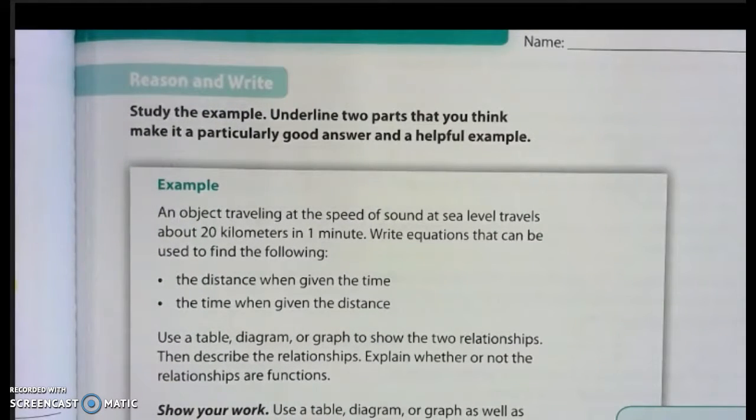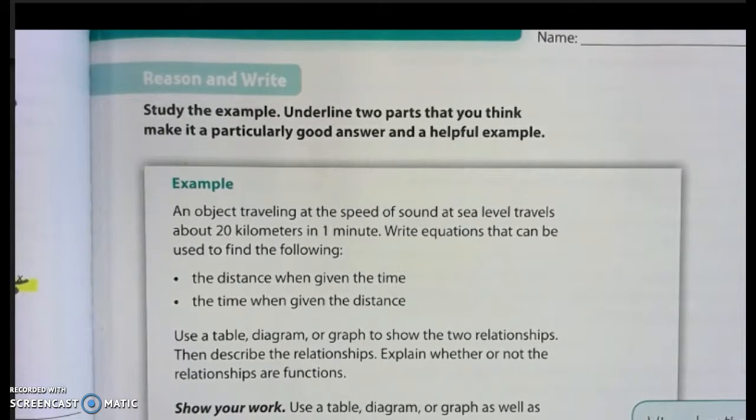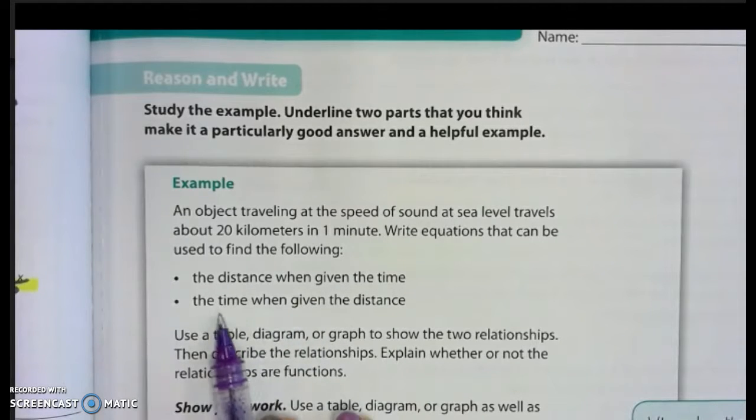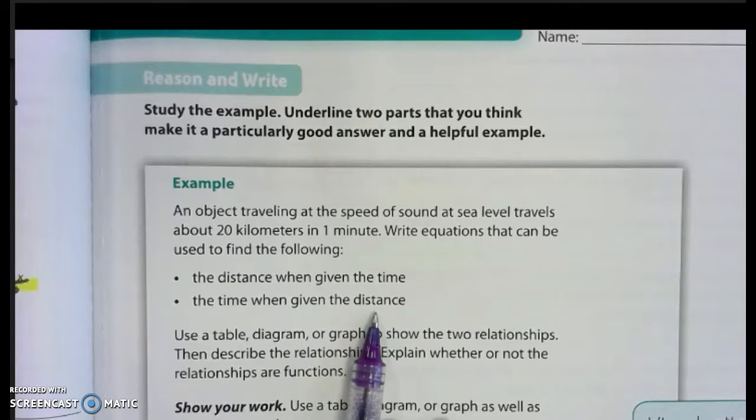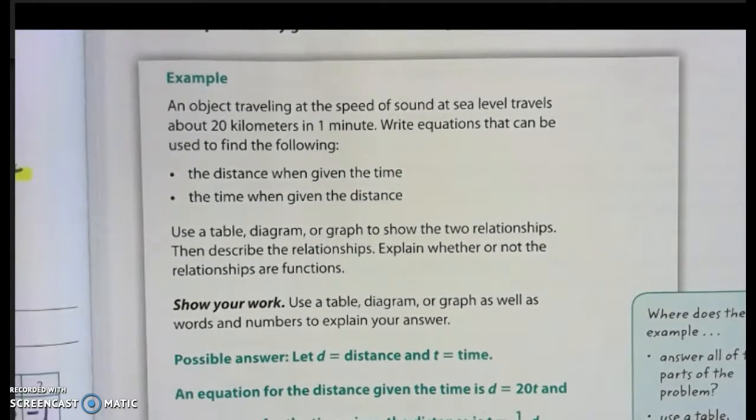And on page 69, it says study the example, underline 2 parts that you think make it a particularly good answer and a helpful example. An object traveling at the speed of sound at sea level travels about 20 kilometers in 1 minute. Write equations that can be used to find the following: the distance when given the time and the time when given the distance. So we're writing 2 equations using the same information, which just means we're going to be in 2 different forms. They will be equivalent in just different forms.